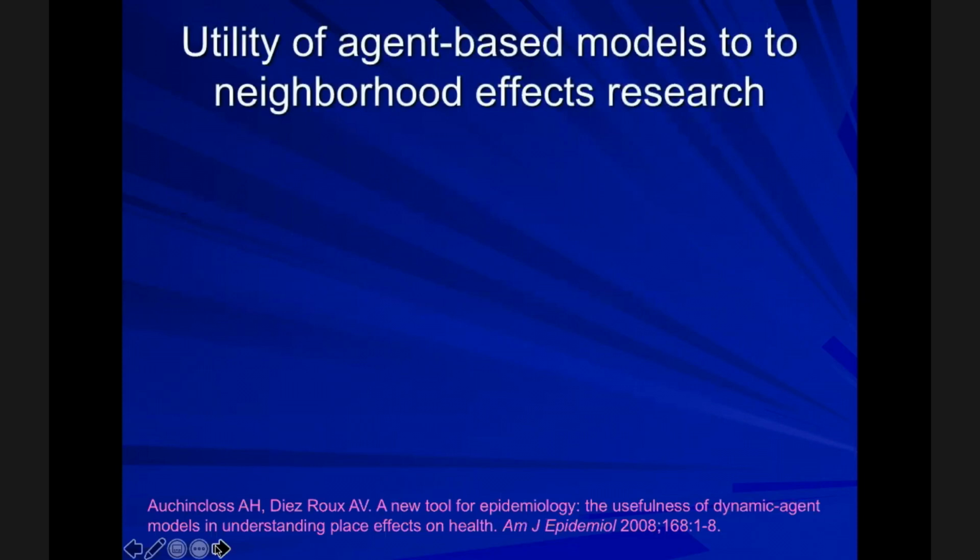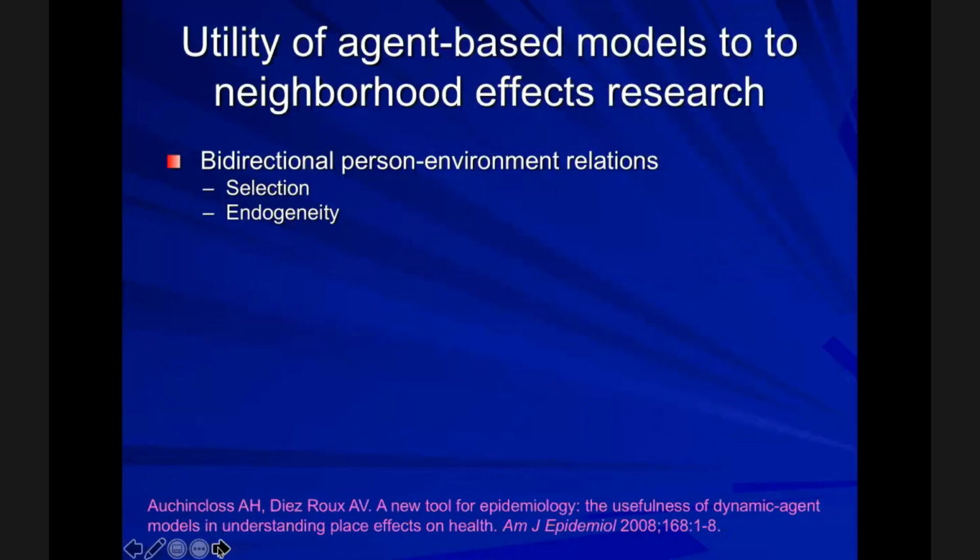For this reason, there's been a lot of interest in applying the tools of complex systems modeling, in particular agent-based models, to neighborhood effects research. And this particular substantive area has generated interest in applying these kinds of methods precisely because of this bidirectional person-environment relation that's likely going on, which is sometimes referred to as selection, but is much more complicated than just selection, obviously, because we want to understand selection, not just control for it. And this idea of endogeneity because of these feedbacks that are happening.